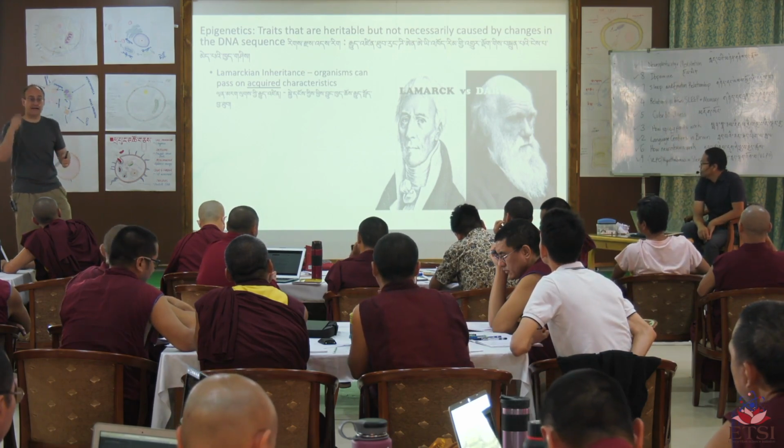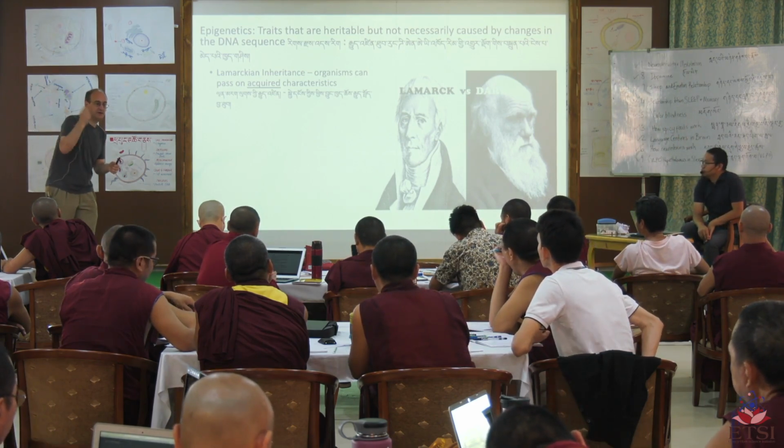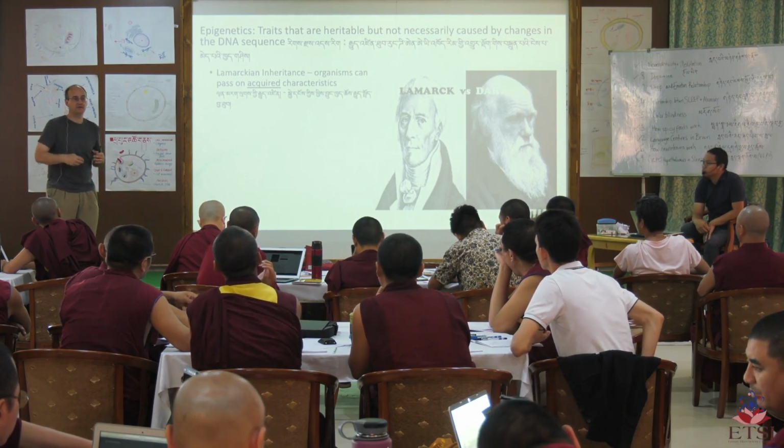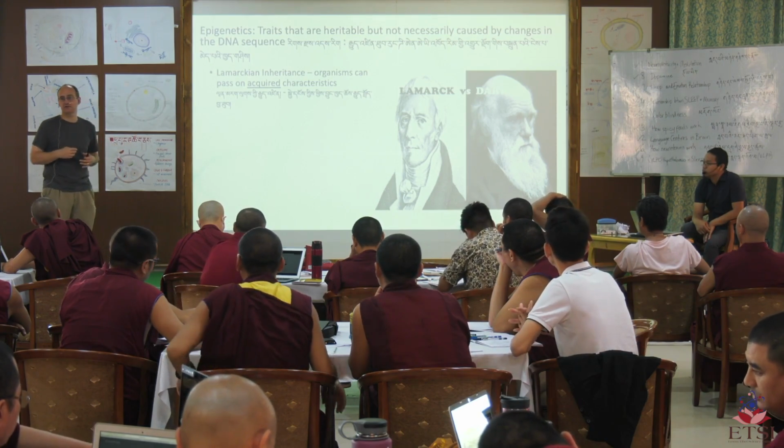So for instance, a blacksmith that is pounding metal into shapes builds up strong muscles and then could potentially pass that on to his offspring.